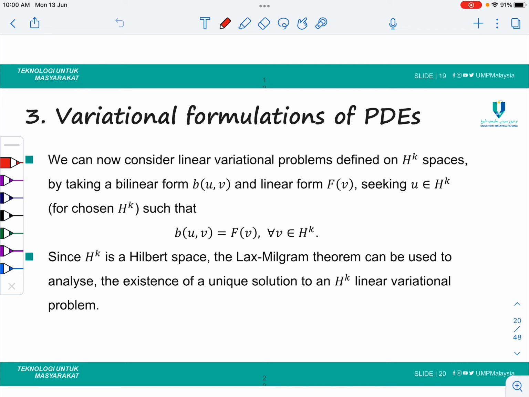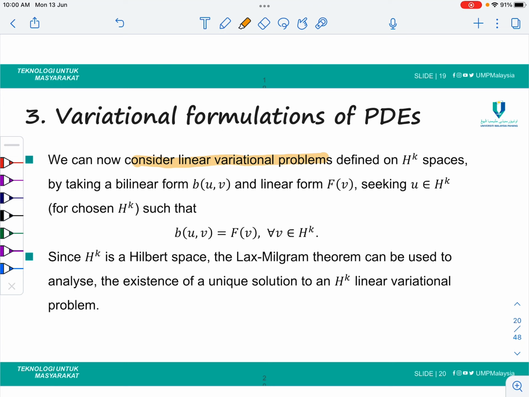What can we do? We take a linear variational problem. So here in topic 3, variational formulations of PDEs, we consider linear variational problems defined on H^k spaces by taking a bilinear form B(u,v) and a linear form F(v). We seek a solution u in H^k, a Sobolev space, such that B(u,v) equals F(v) for every test function v in H^k.